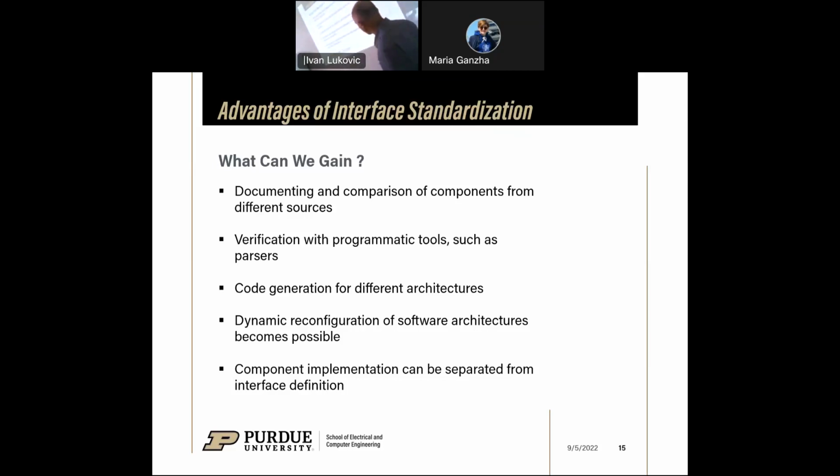Then we can use all these programmatic tools that pretty much eliminate or minimize human error. And then we can generate some of the code that we don't want to write. And we can also do dynamic reconfiguration, where we could take one component and send the interface to a vendor. They could develop a different component, send it to us, and then we can just use it as an upgrade to the existing component.